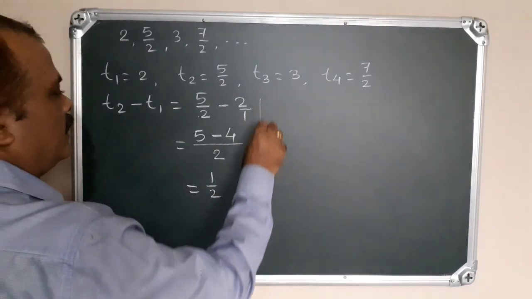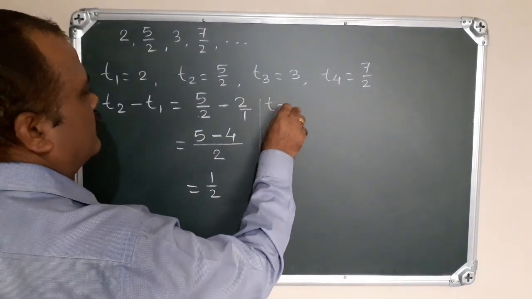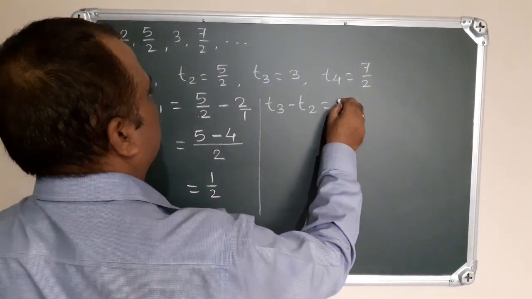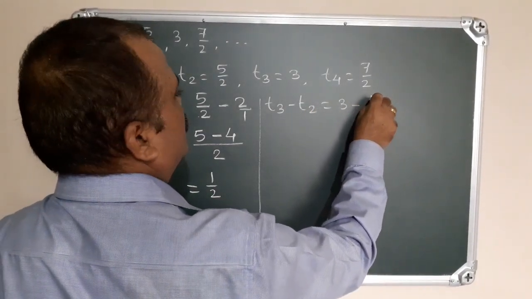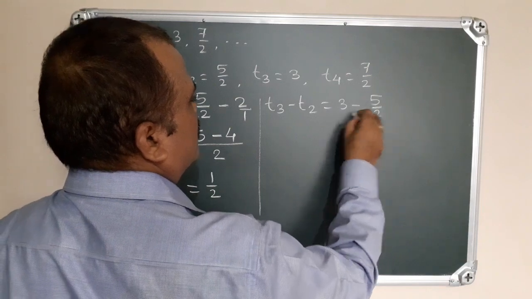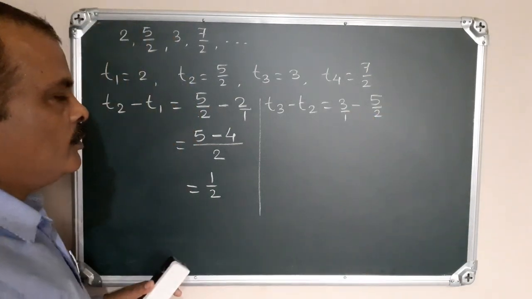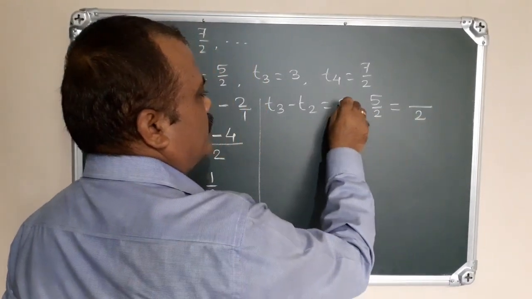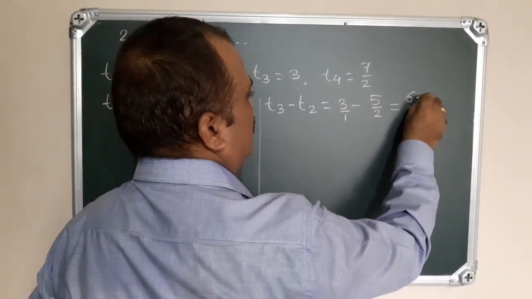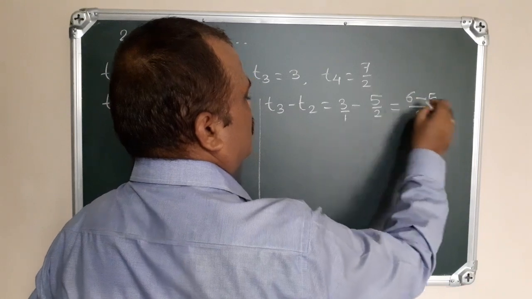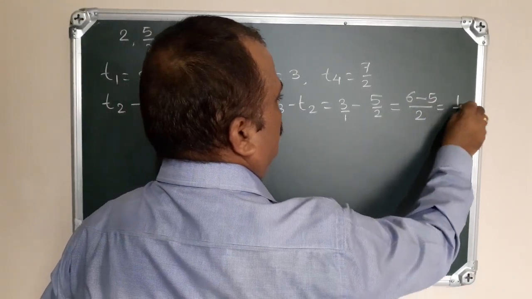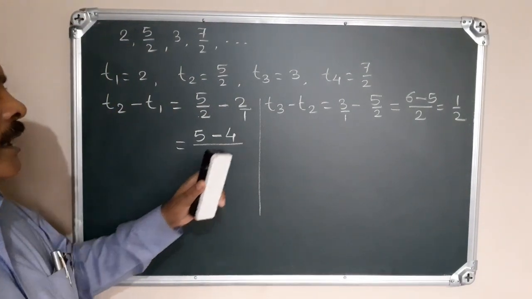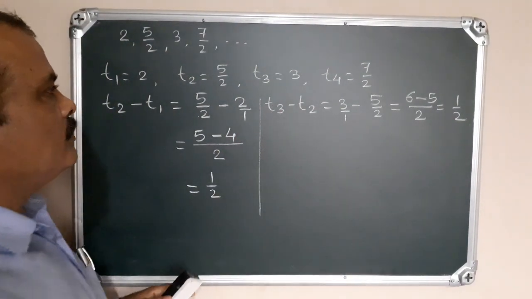Then calculate T3 minus T2. So T3 is 3 minus 5 upon 2, T2. So this is nothing but 3 upon 1. So the LCM is 2. Multiplication of these two is 6 minus multiplication of these two is 5. So 1 upon 2. So T2 minus T1 is equal to half. T3 minus T2 is equal to half.